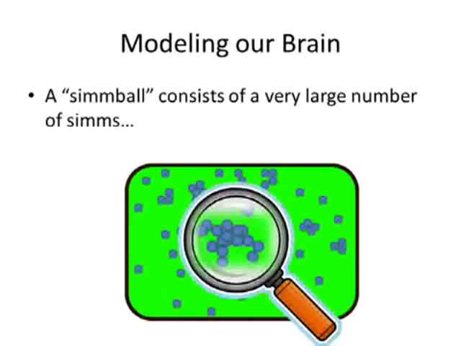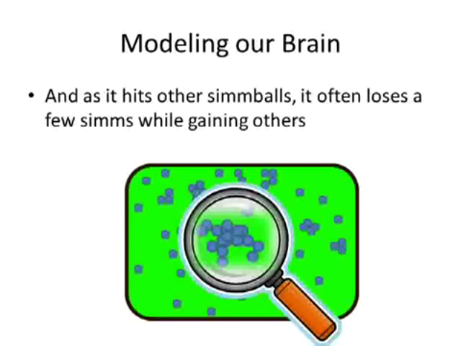A symbol consists of a very large number of SIMS. And as it hits other symbols, it often loses a few SIMS while gaining others. You find that happening in this course. As you learn new symbols in one unit, you forget some of the material from another unit. This is how your brain works.